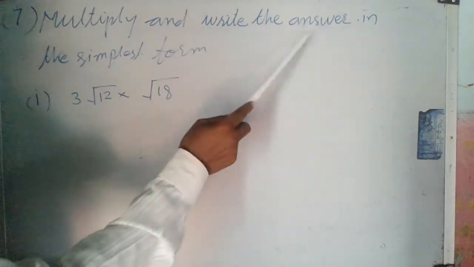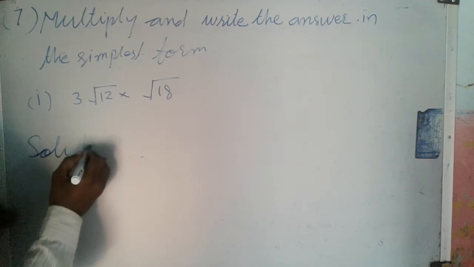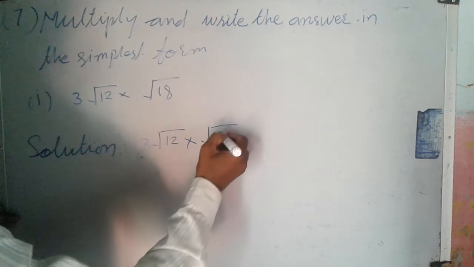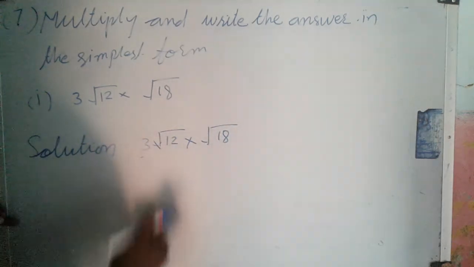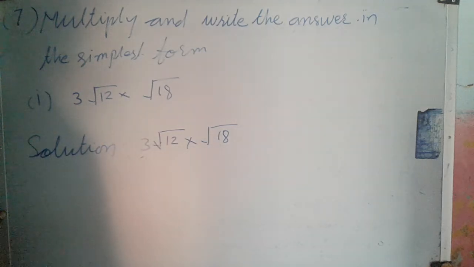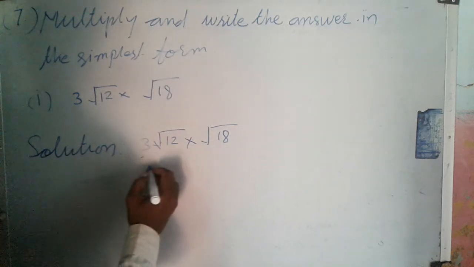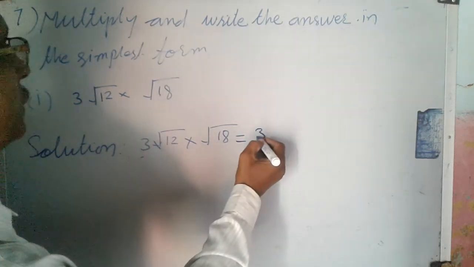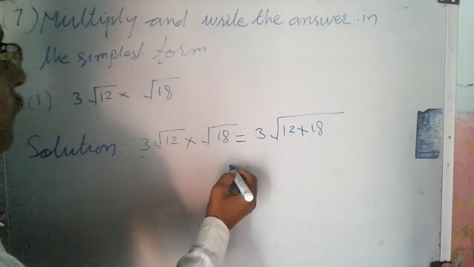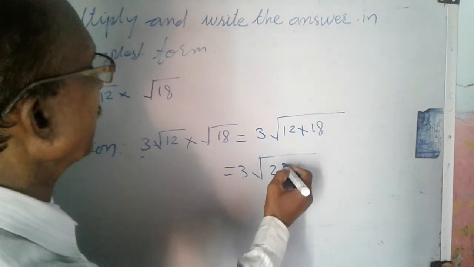Question number 7. Multiply and write the answer in simplest form. 3 root 12 multiplied by root 18. Now both the surds have equal orders, so we can take both numbers in one radical sign. That is equal to 3 root of 12 multiplied by 18. 12 multiplied by 18 we get 216.